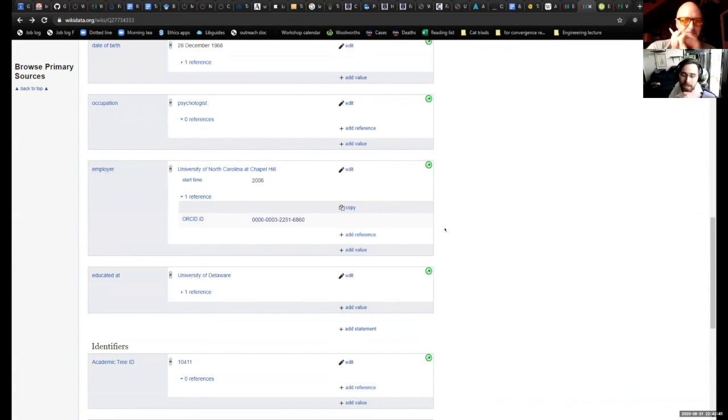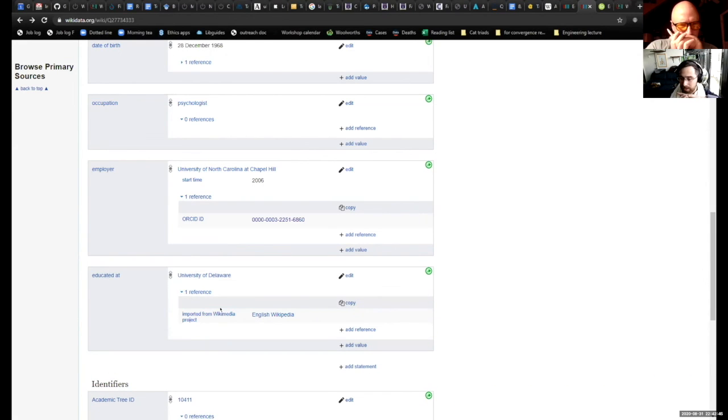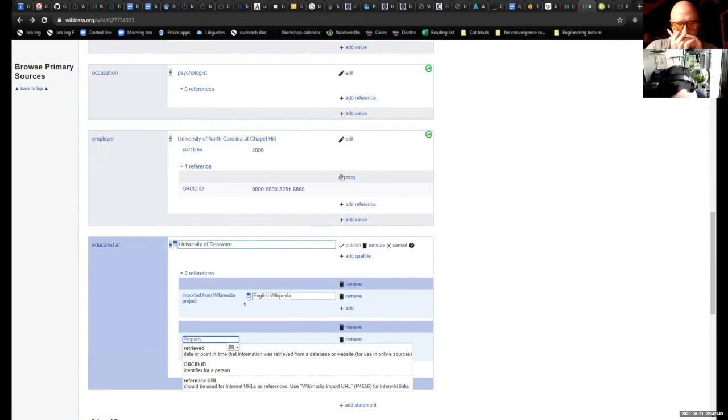There we go. And I suspect that University of Delaware, oh no, imported from English Wikipedia. That is bad form. I'm going to say again, this is from your ORCID.